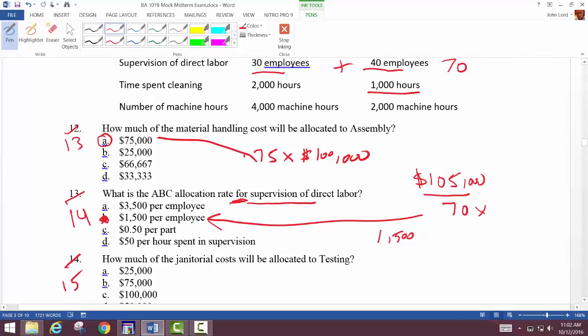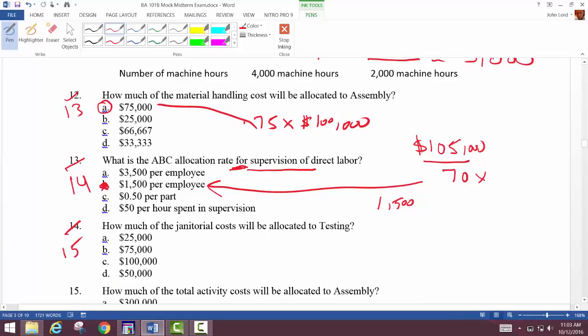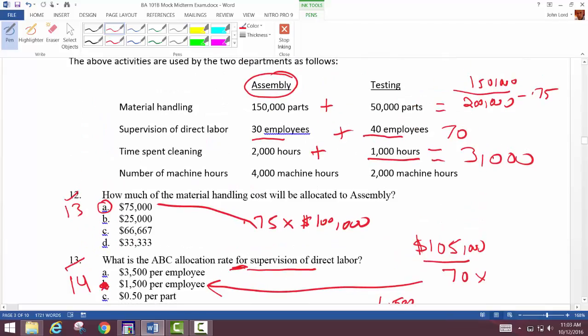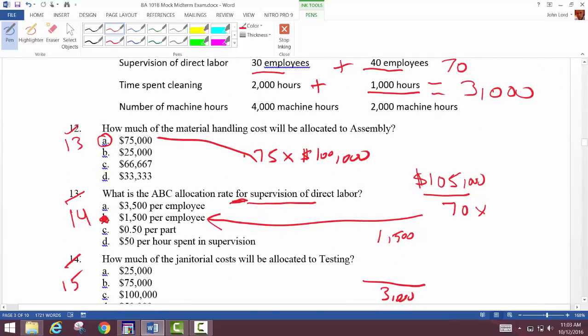All right, so what's happening here? If we're trying to get the amount of janitorial costing, we're using hours here. So 2,000 plus 1,000 equals how many? 3,000. So 3,000 is our base, isn't it? And if 3,000 is our base, and we're looking at the testing department, we spent 1,000 hours in testing.